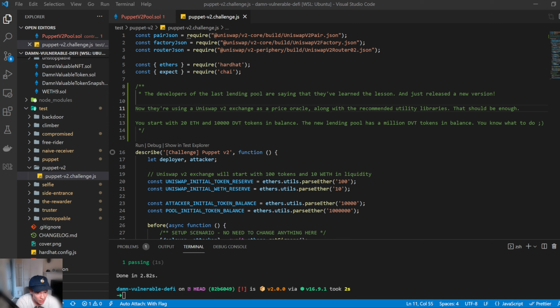The developers of the last lending pool are saying that they've learned their lesson and released a new version. Now they're using Uniswap V2 exchange as a price oracle, along with the recommended utility libraries. That should be enough. You start with 20 ETH and 10,000 DVT tokens in balance. The lending pool has 1 million DVT tokens in balance. You know what to do. If you don't know what to do, you need to steal all those million DVT tokens.